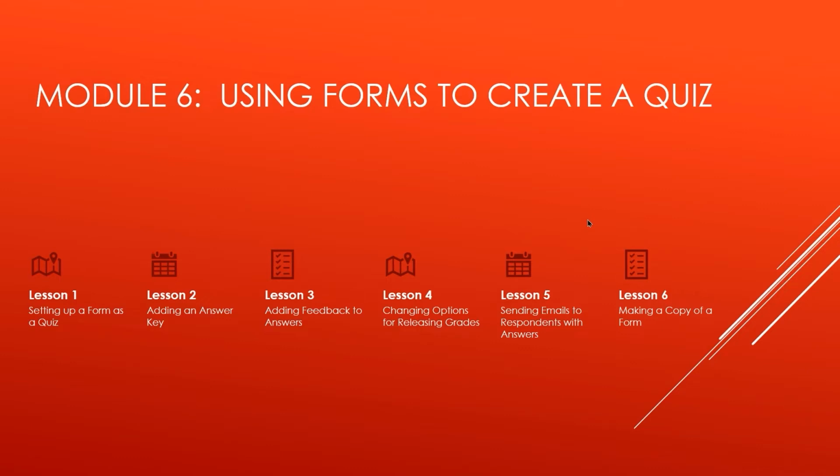Module 6 will be using forms to create a quiz over 6 lessons. We'll start by setting up a form as a quiz. We'll then add an answer key and also add feedback to answers. In the 4th lesson, we'll change options for releasing grades, go on to sending emails to respondents with answers, and then we'll end by making a copy of a form.